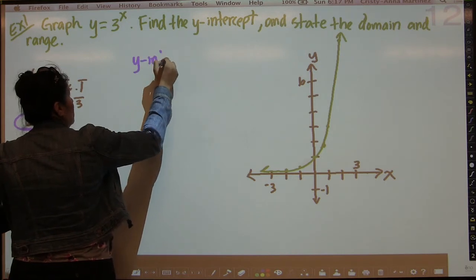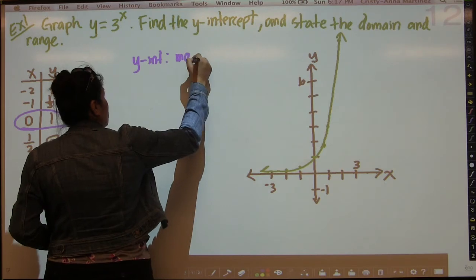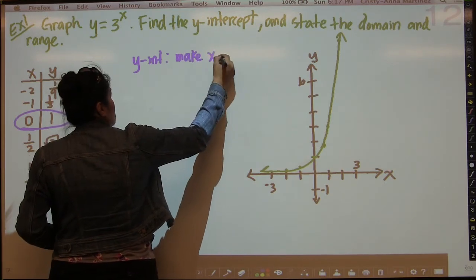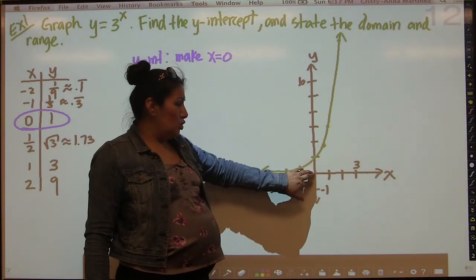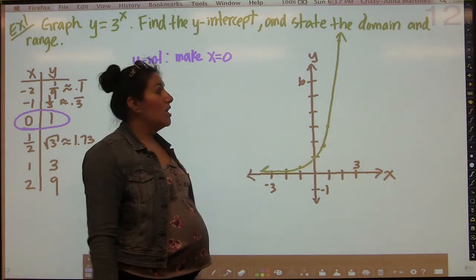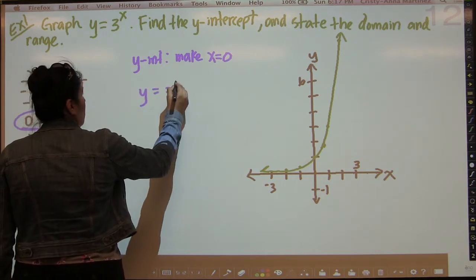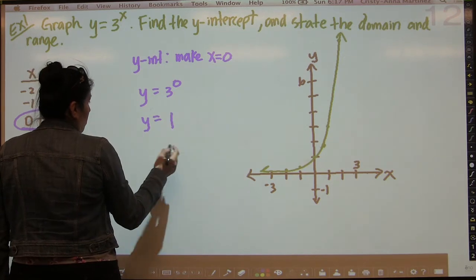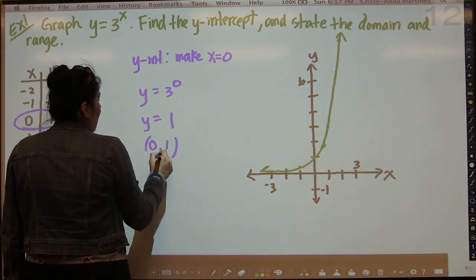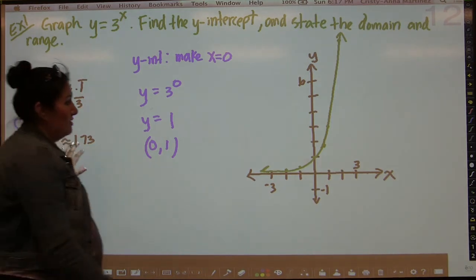Doesn't matter what kind of function you have. The y-intercept you can always find by making x equal 0. Because there's no way that you're going to cross the y-axis unless your x-coordinate is 0. So, if we take y equals 3 to the 0, we already know that n to the 0 power is 1. So y would equal 1, so x is 0, y is 1, and that is your y-intercept. But we kind of already found it from our t-table. So our y-intercept is right here.